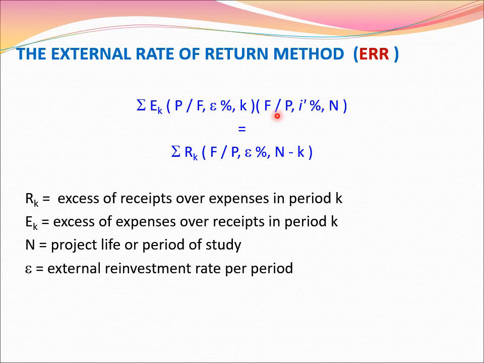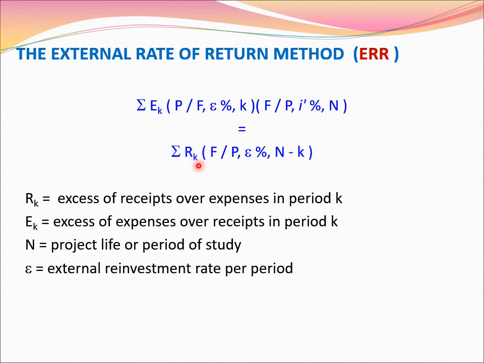We can do it in 2 ways actually. In the first one, we convert this present worth. We find its future equivalent at time N with this unknown interest rate. This I% is not known. And what is that future equivalent? That future equivalent is this.